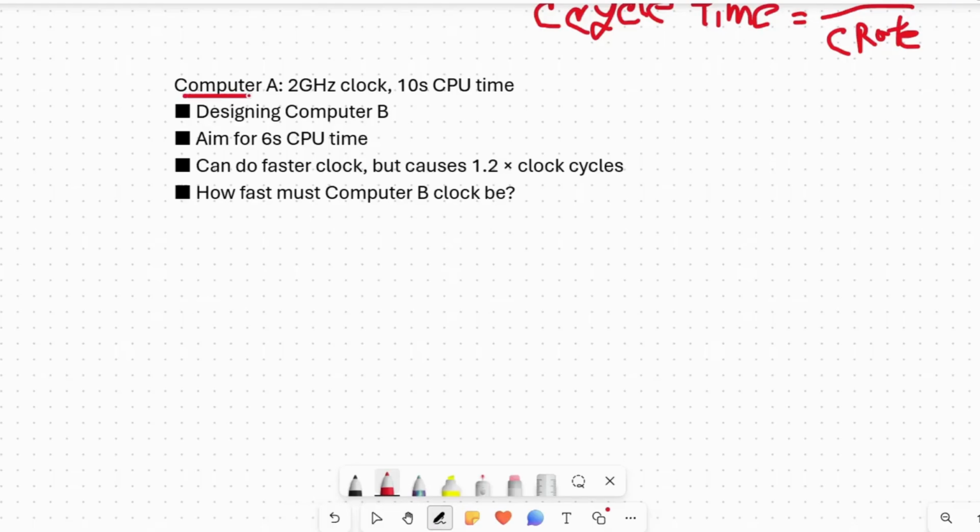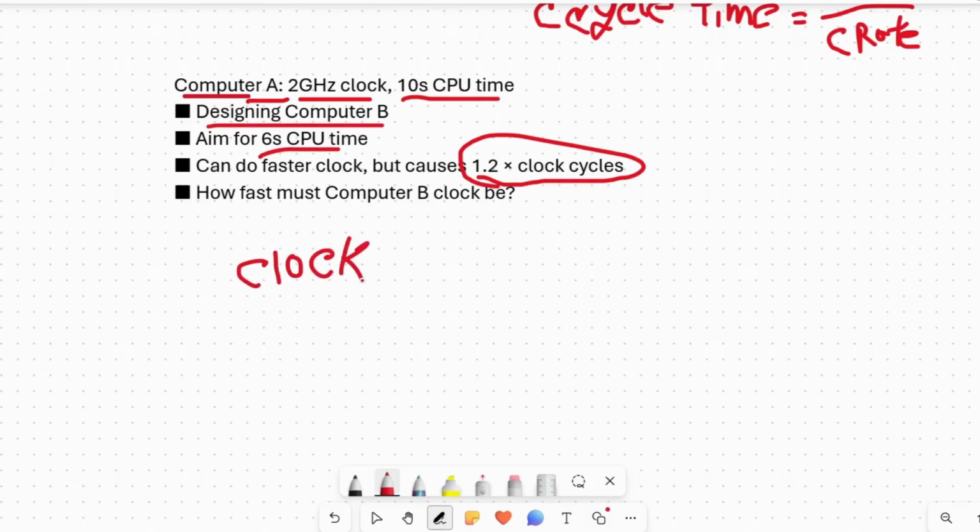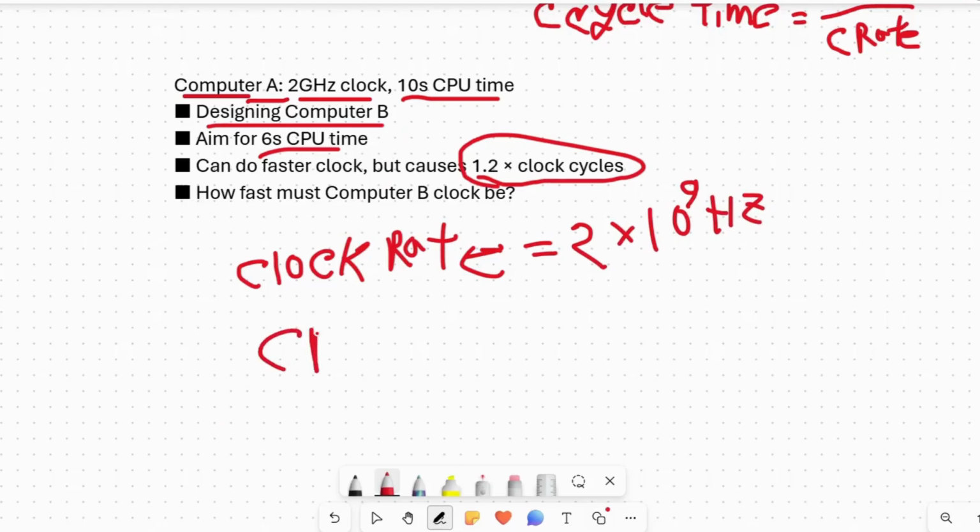This is our data. Computer A has a 2 gigahertz clock, and CPU time is 10 seconds. We have to design computer B, which should take 6 seconds CPU time. It can have a faster clock, but causes 1.2 times the clock cycles. How fast must computer B's clock be? So let's start. Our given data: the clock rate is 2 gigahertz, which means 2 times 10 to the power 9 hertz. The CPU time is 10 seconds. This is the information for computer A.